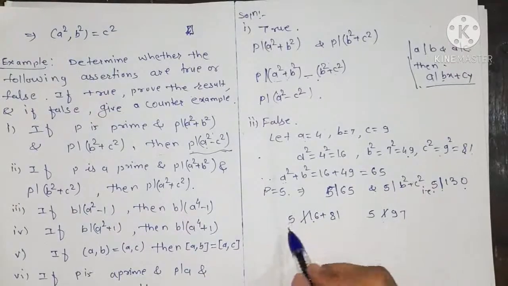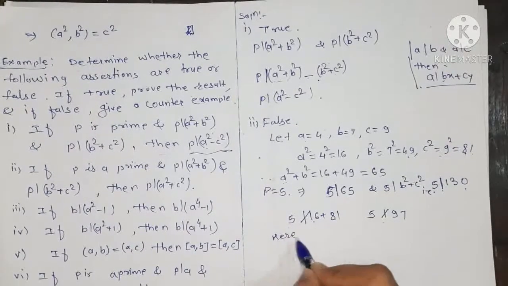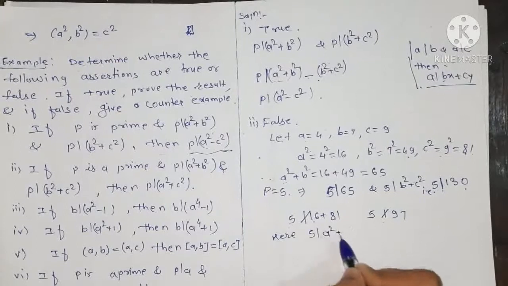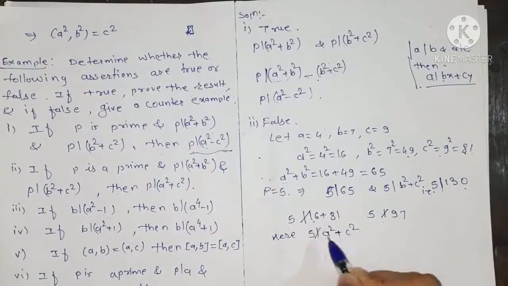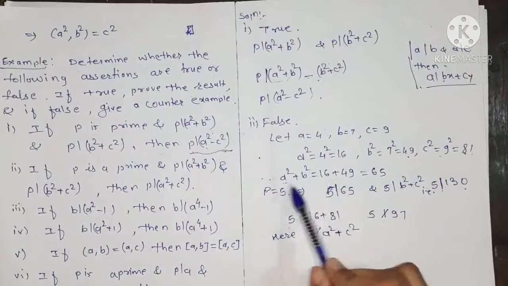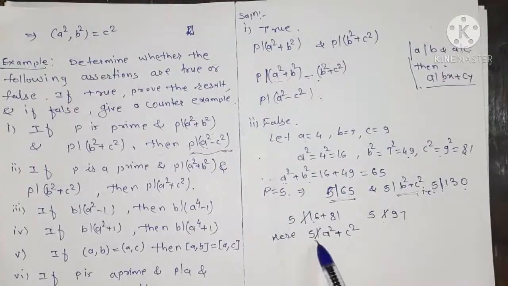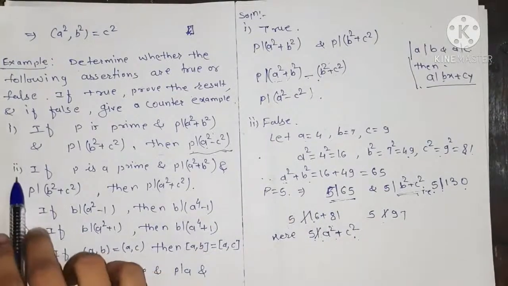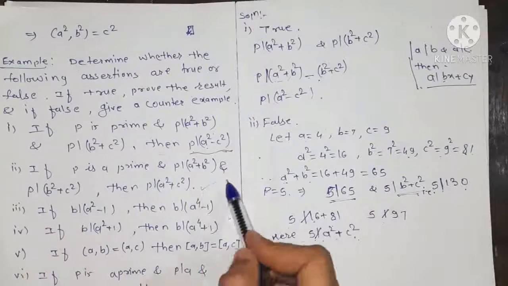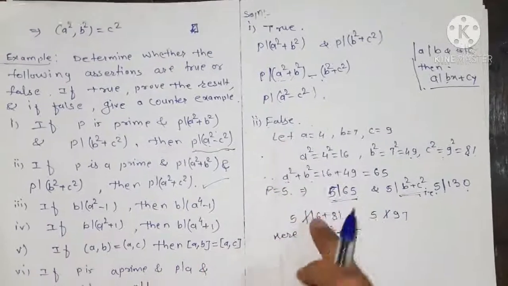Okay, so here what we get is that 5 does not divide a square plus c square, right? So 5 is dividing a square plus b square, that is this one. 5 is dividing b square plus c square, but 5 is not dividing a square plus c square, and therefore the second statement is false. Okay, by using this example.